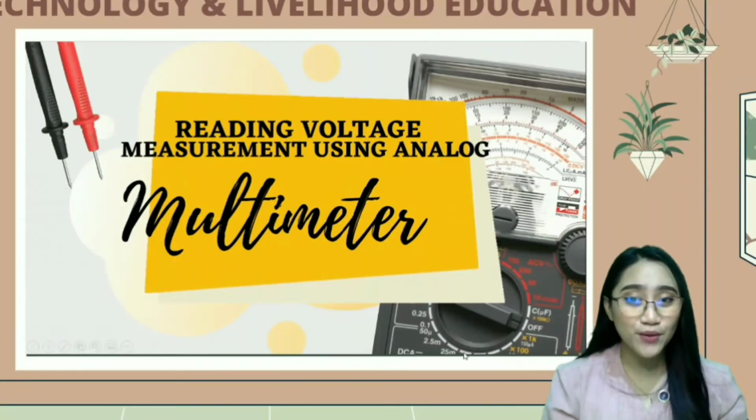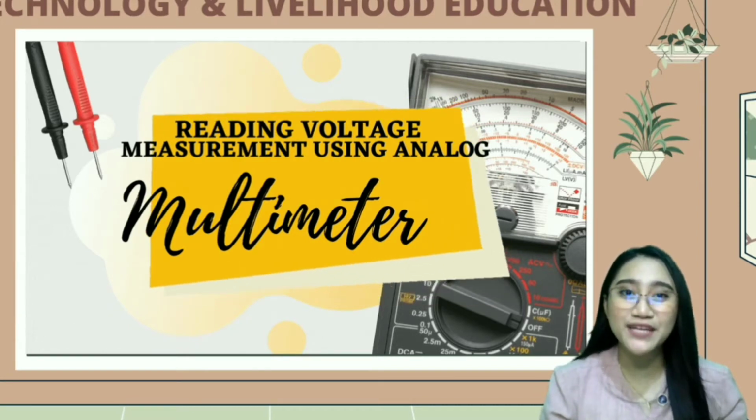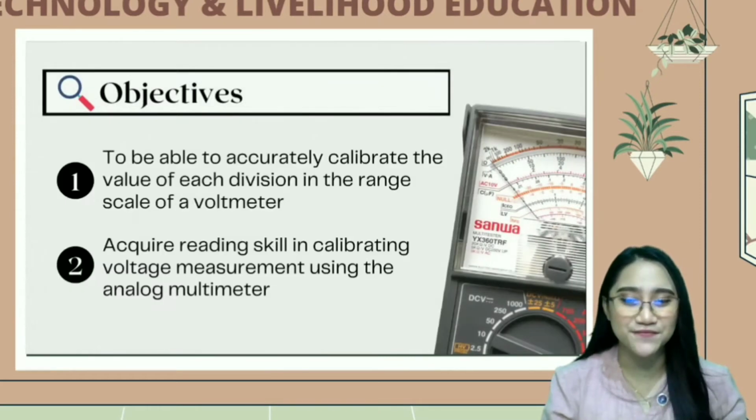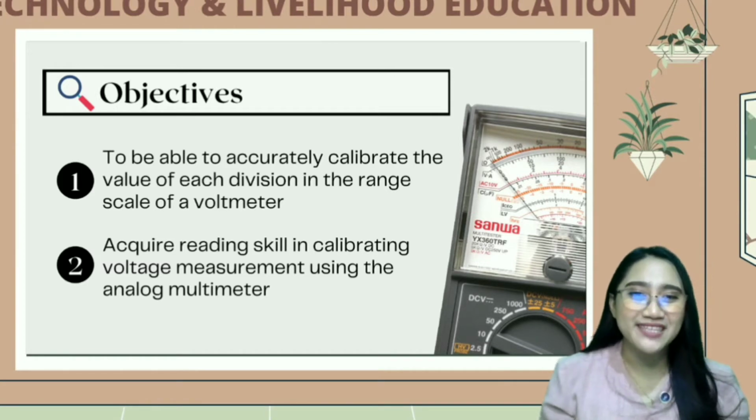I am Miss Amy, your TLE teacher for this video. We are going to discuss how to read the voltage measurement using the analog multimeter. But before we proceed with our lesson, we have the following goals to achieve. First, you must be able to accurately calibrate the value of each division in the range scale of a voltmeter. And then you are going to acquire reading skill in calibrating voltage measurement using the analog multimeter.